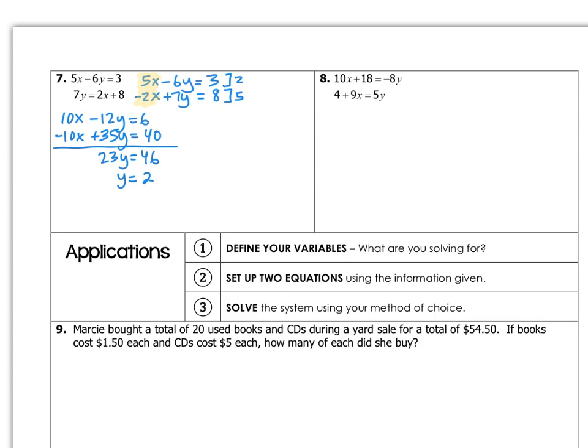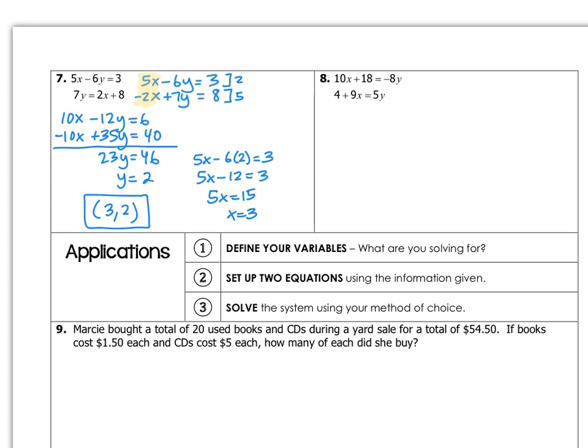So we can go back to any of the original ones. I'm going to choose the first one and solve for x now. If I add 12 to both sides, I get 5x equal to 15. Divide by 5, so x is 3. So this is 3, 2. Some ordered pair. All right, so number 8.